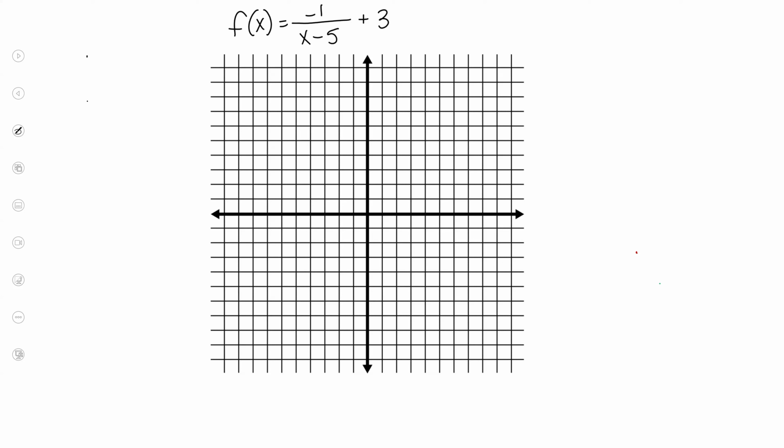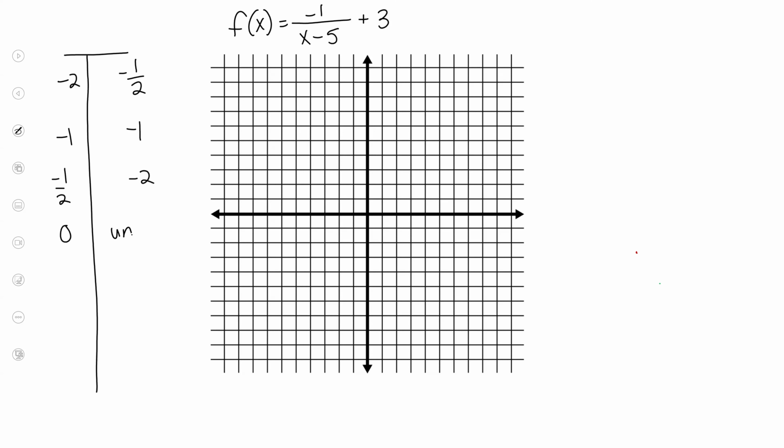So my original table, I know negative 2, I'm going to flip it. Negative 1 is just negative 1. Negative 1/2, flip it, it'll be negative 2. 0 is just undefined. You can skip that. 1/2, flip it, it's 2. 1, flip it, it's 1. 2, flip it, it's 1/2. So this is my original table.